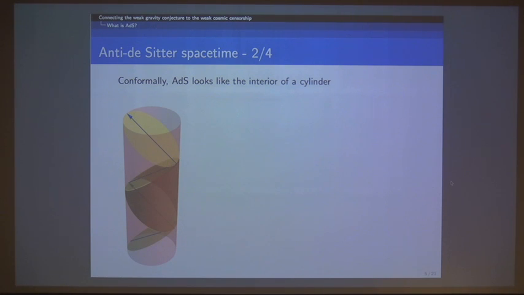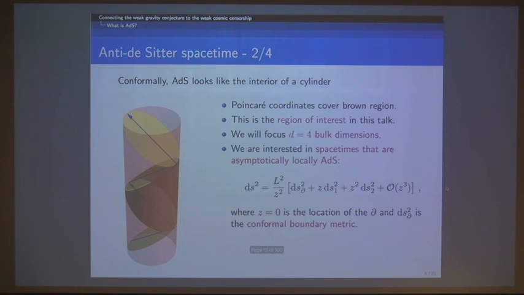Global coordinates cover all of the cylinder, and we're interested in Poincaré coordinates, which are the ones that only cover this brown shaded region here. Okay? So this is just AdS. So what is an asymptotically locally AdS spacetime? Well, AdS acts like a perfect covariant box. Everything you shoot out, it will reflect back to you in a finite amount of time. It has a timelike boundary. But it's such a nice box where you can decide what is the shape of the walls of this box. You can choose the conformal boundary metric that you put on the walls of this box. And usually we take it to be flat.